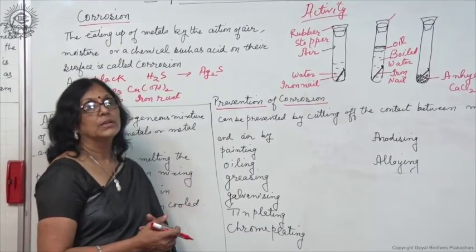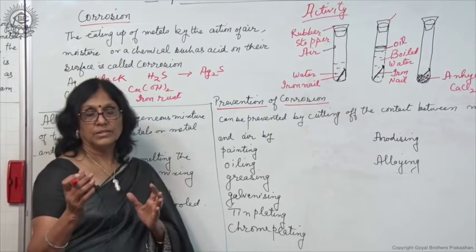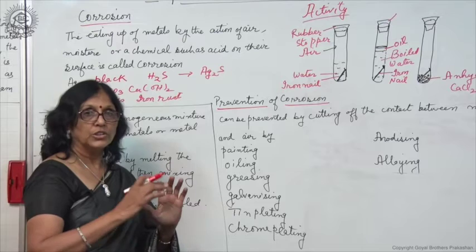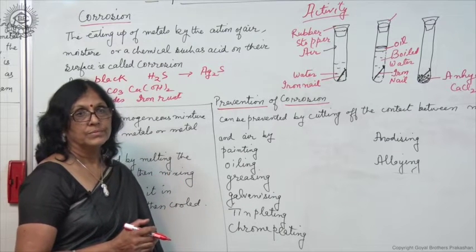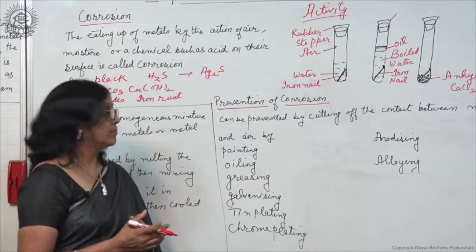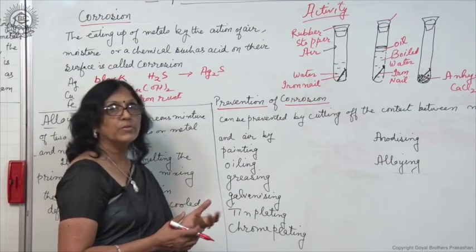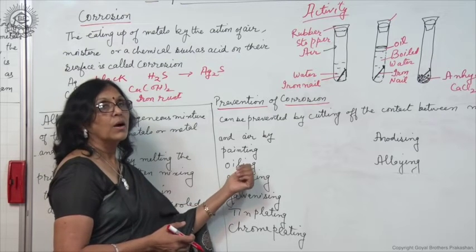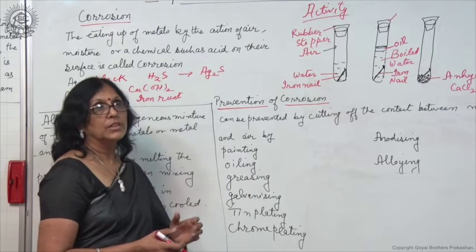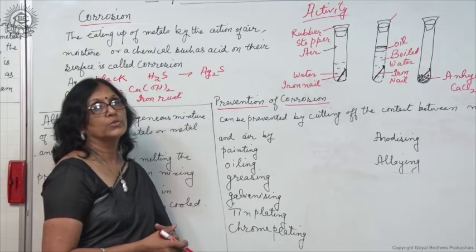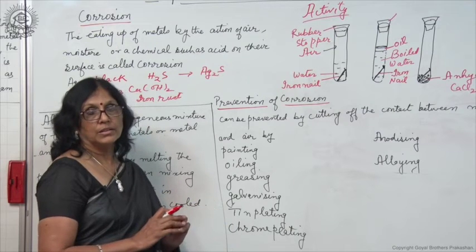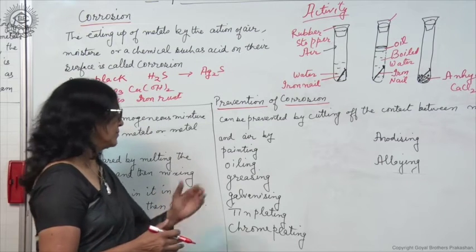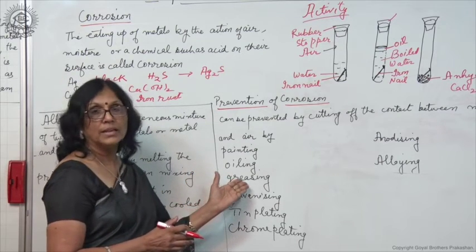You must have seen iron doors and iron grills which you see in the house are generally painted. Why are they painted? Because to prevent rusting of iron. Or by oiling. Even the iron knives used in the house should be smeared in oil to cut off the contact between the knife and the air. So, by oiling, by applying grease, the same condition arises.